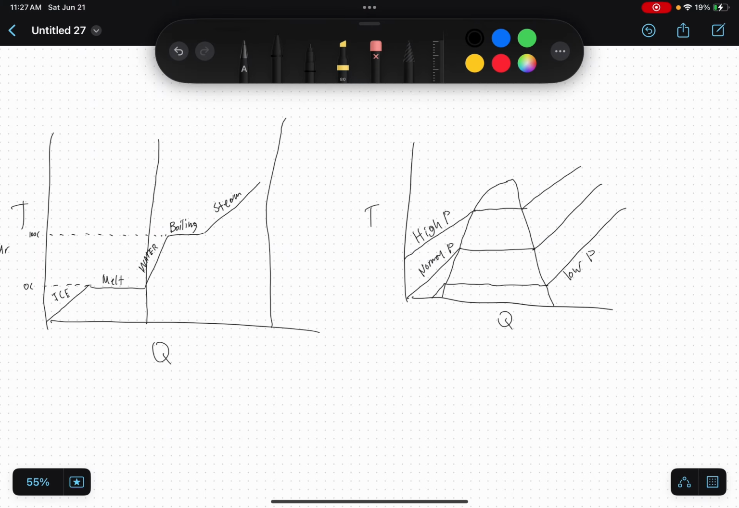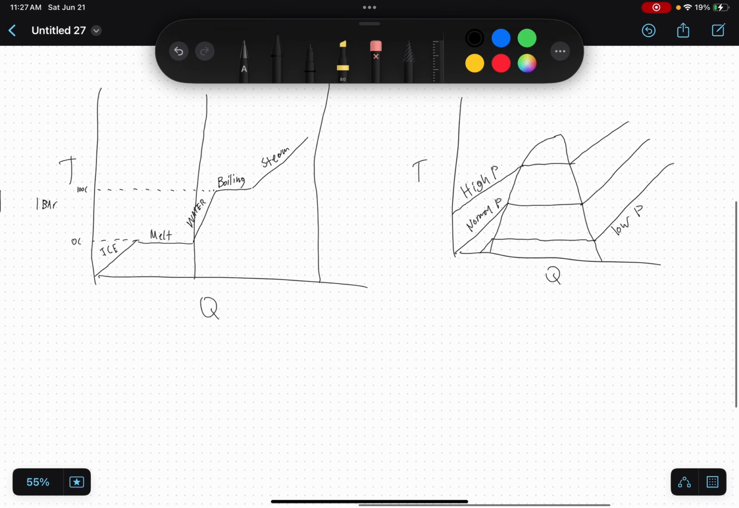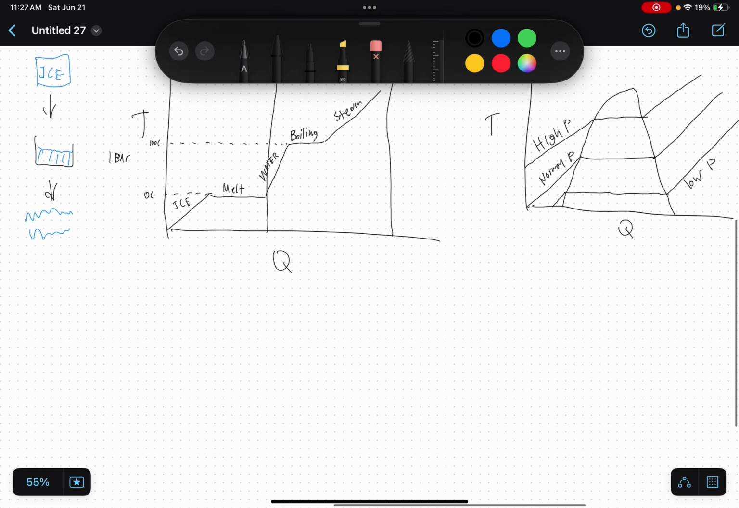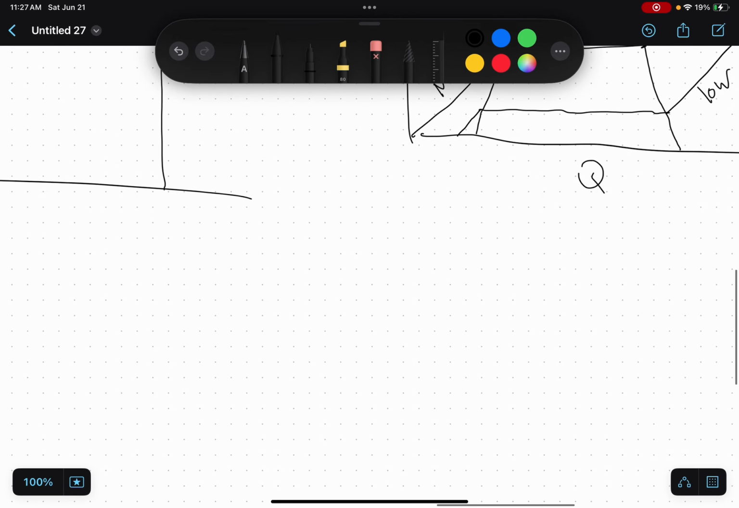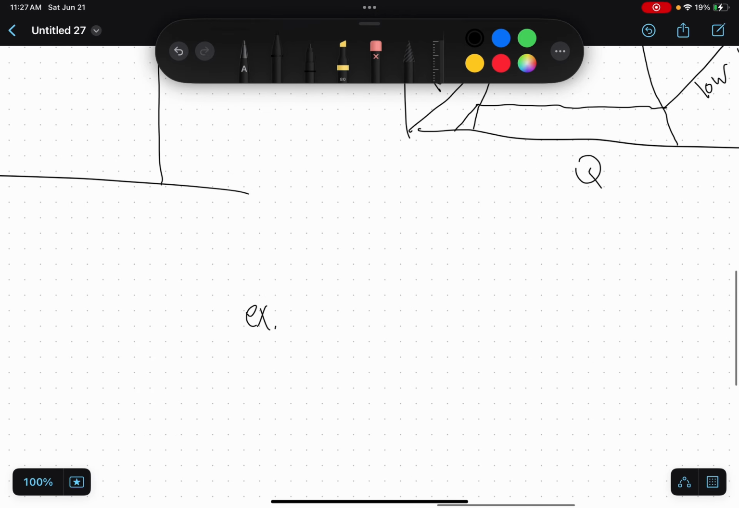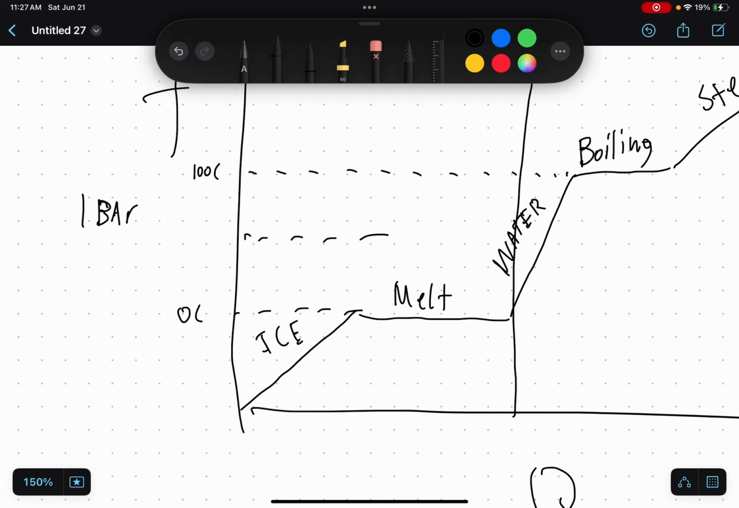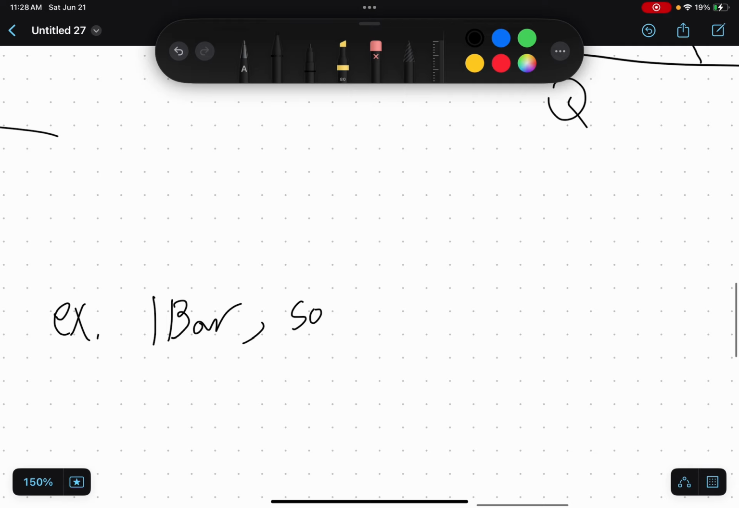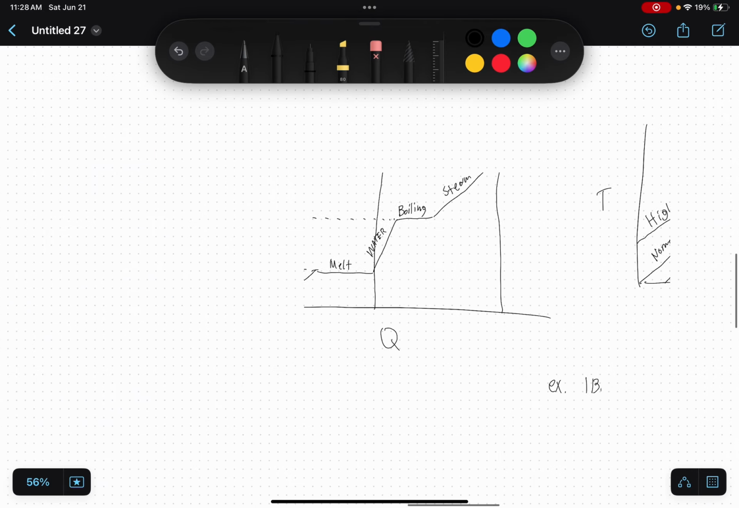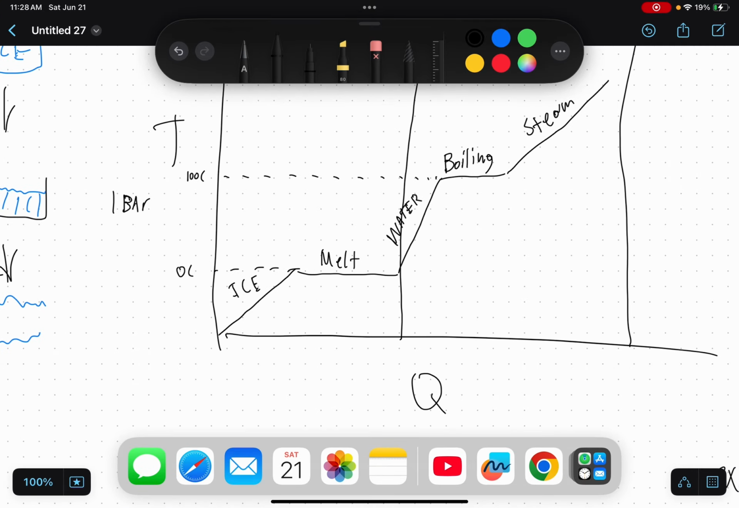So let's do an example. Let's do a normal example. Let's say we're at 1 bar, so atmospheric pressure, and a temperature of, what should we go with? 150 Fahrenheit. Let's do Celsius. What's a good temperature? Let's say 50 Celsius. So we know that we're in the water region. Cool. Which table would that be to begin with?